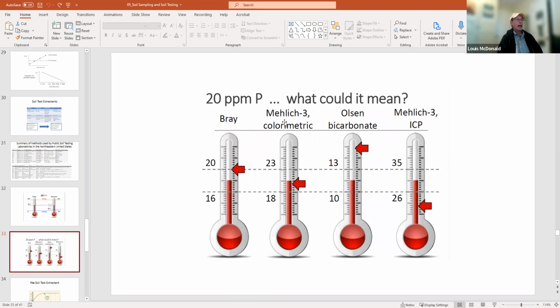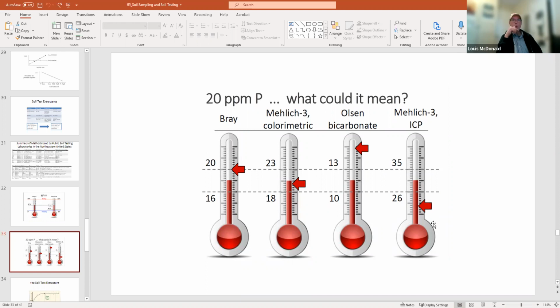Depending on which extractant you get, it means different things. And so you cannot compare extractants. And so the first question you have to ask yourself is, if you get 2 lab reports from 2 different laboratories, did they use the same extractant? If they didn't, then just stop. Just stop trying to beat your head against the wall and figure out why.